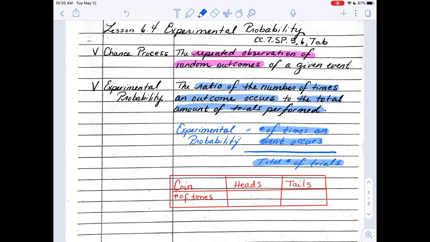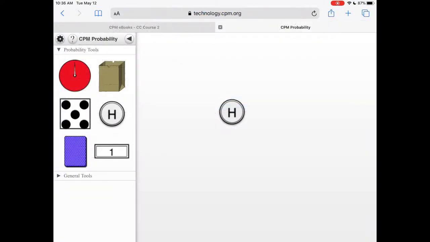So let's see, if we flip this coin, let's say 16 times, what would we get? Okay, let's keep a record. Let's flip this coin 16 times.